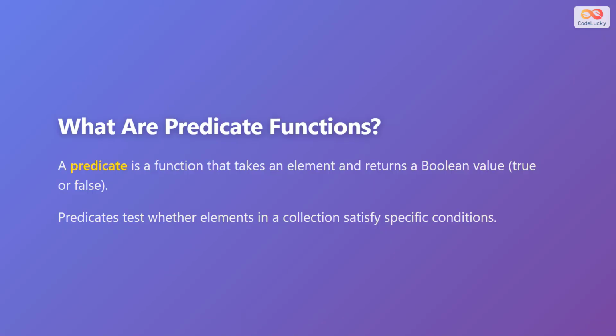A predicate is a function that takes an element as input and returns a Boolean value, either true or false. Predicates are used to test whether elements in a collection satisfy specific conditions. Think of them as yes or no questions you ask about each element in your collection.